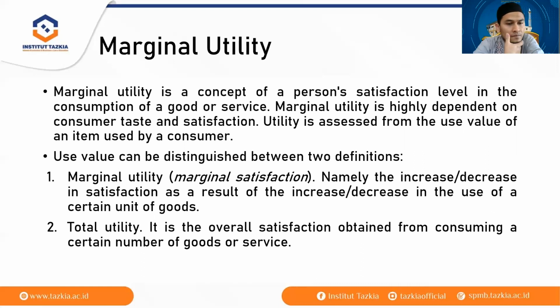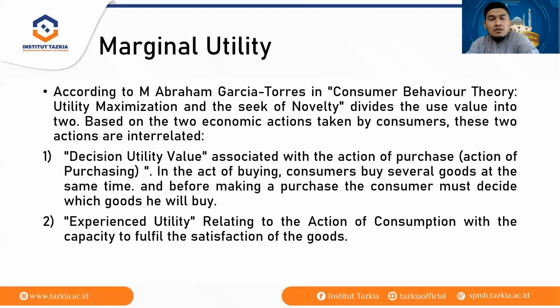Then total utility is the overall satisfaction obtained from consuming a certain number of a good or service. So in the beginning, we start with marginal utility, how a person or people can obtain their satisfaction through their choices from consuming a certain number of goods and services.